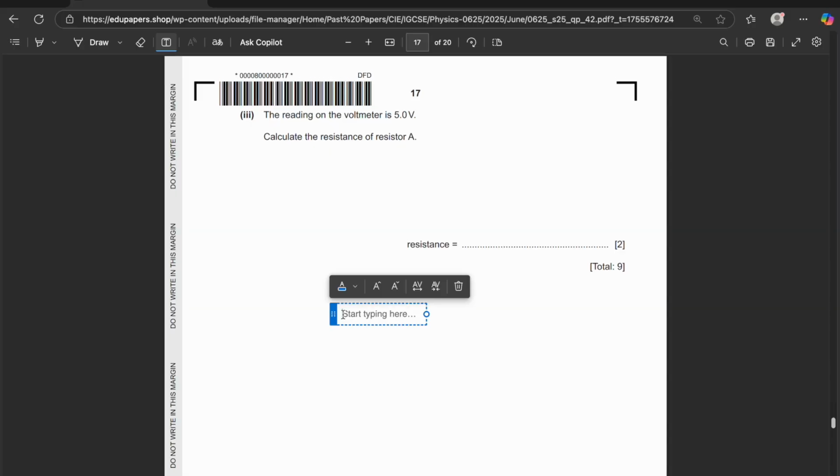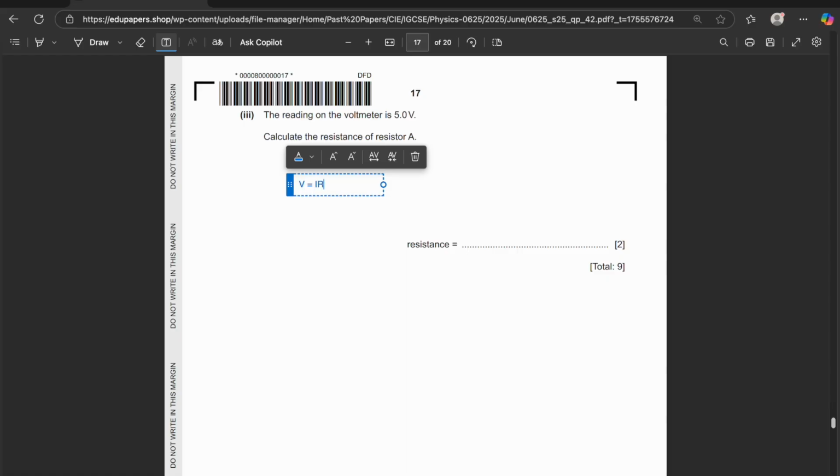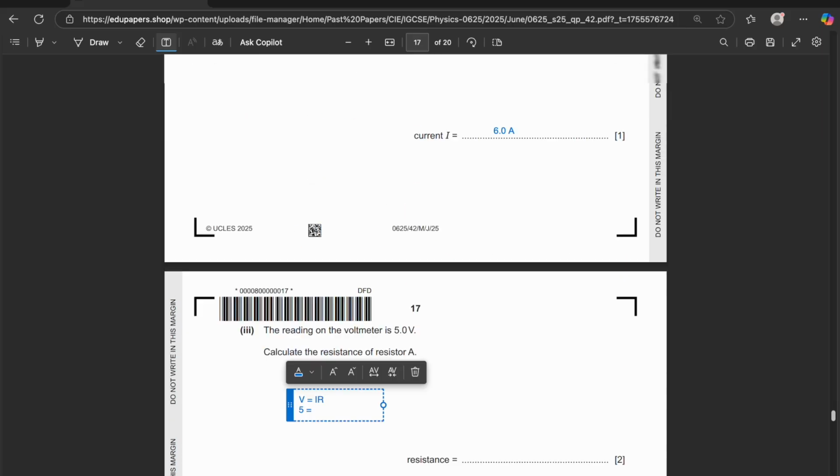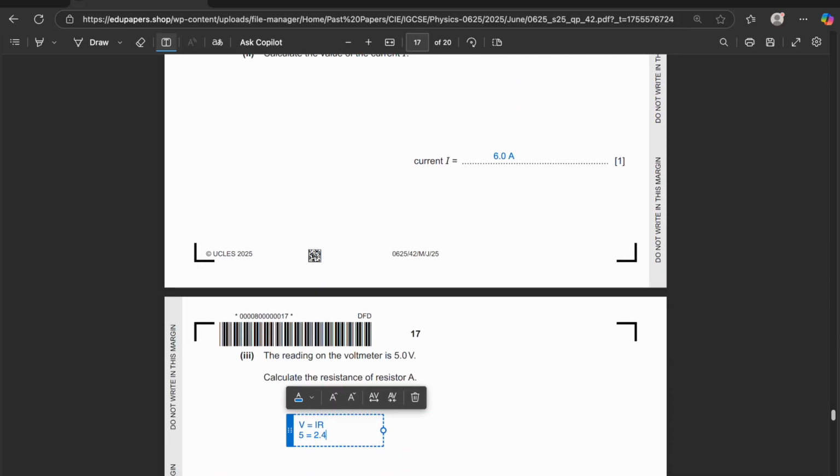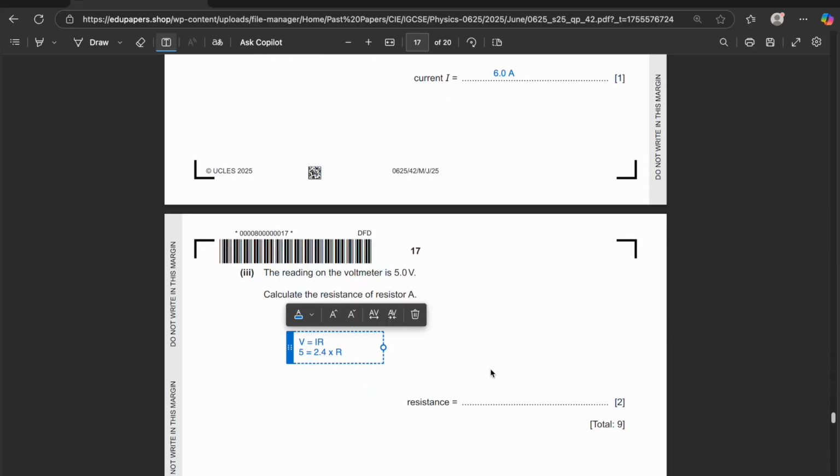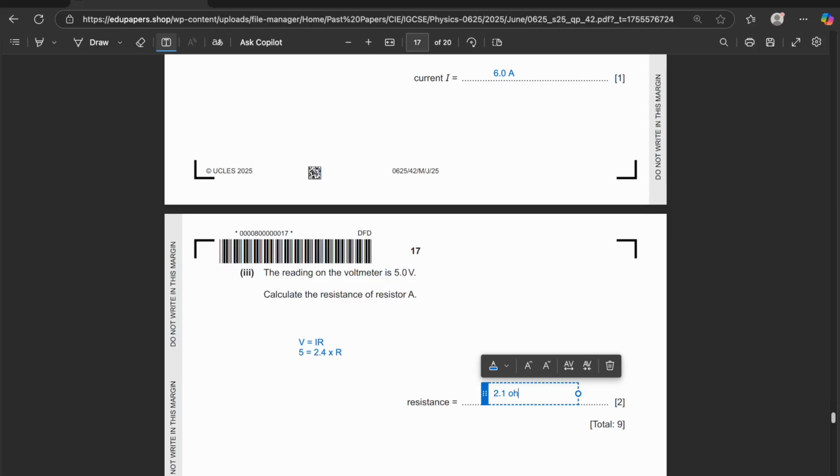3. The reading on the voltmeter is 5.0 volts. Calculate the resistance of resistor A. So V is equal to IR. The voltage will be the same in all the parallel branches. So 5 is equal to I, A gets 2.4, times R. R is 2.0833. So if you take two significant figures, you can write 2.1 ohms.